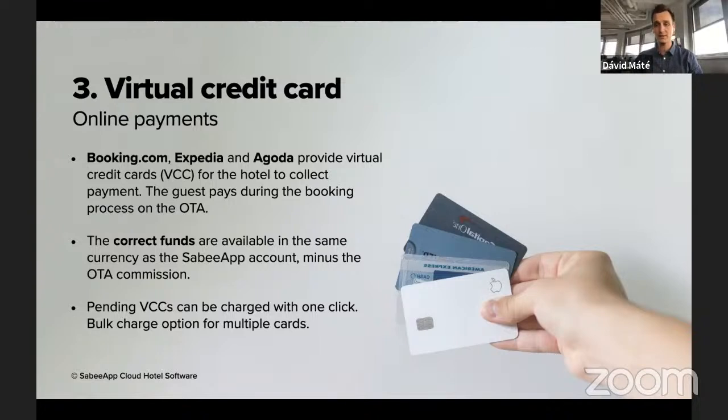And with one click, you can charge either one by one or in bulk the VCCs which are activated, because each OTA manages these VCCs a little bit differently. The main difference is on the time when the VCC is enabled, so when it is activated and the hotel is able to charge. These are shown inside the system.